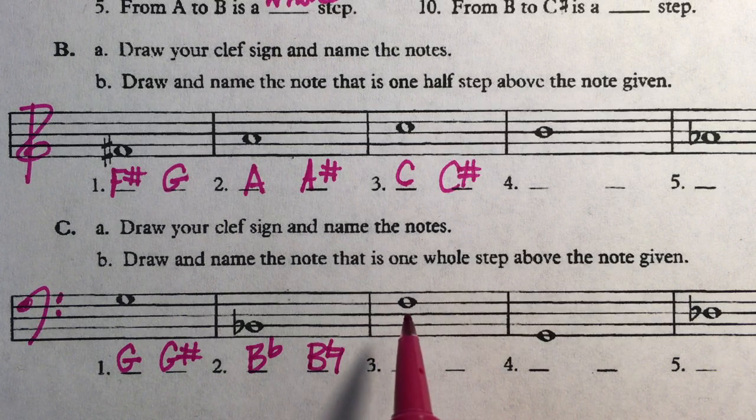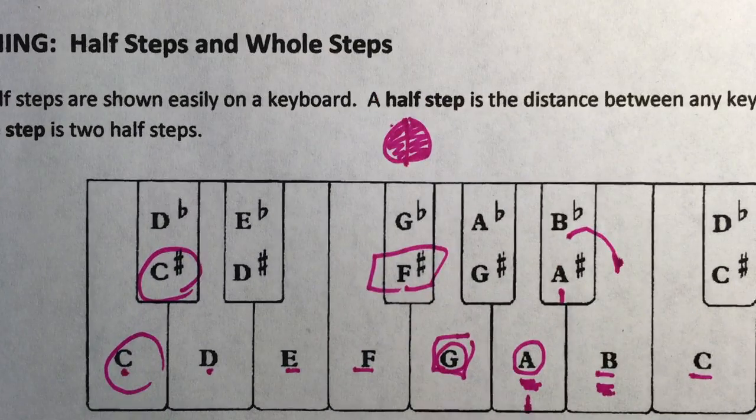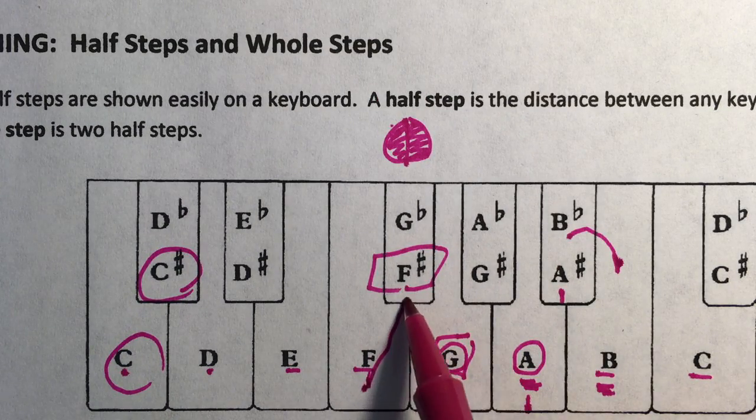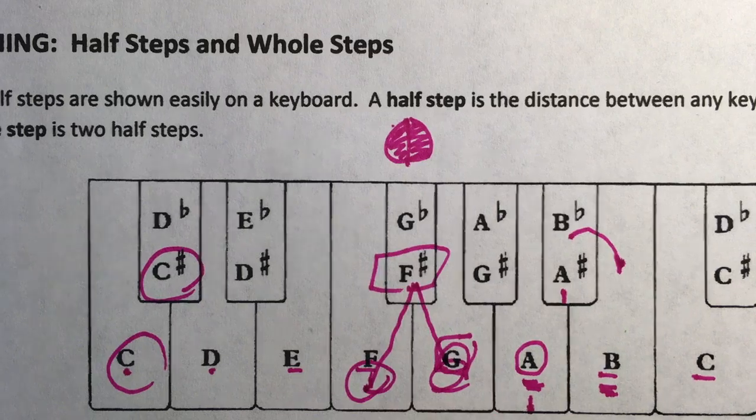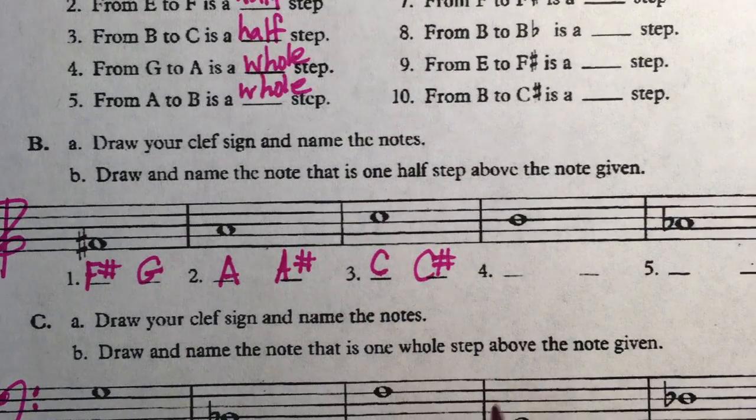What if we do this one as a whole step? The note here is F. We want a whole step higher than F. Here's F. We want a whole step. So from F to F sharp is a half step. F sharp to G is another half step. 2 half steps equal a whole step. So from F to G is a whole step.